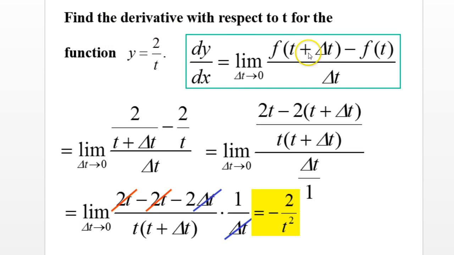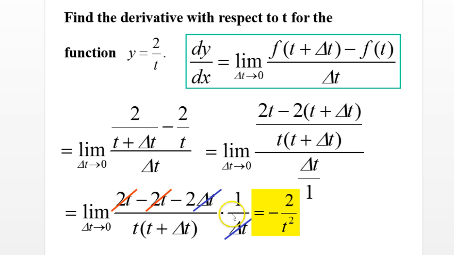Okay, now finding the derivative with respect to t for the function y equals 2 over t. Once again, we take t plus, now instead of x, we're going to be dealing with delta t. So we take t plus delta t and plug it in under here, and that's where we get this part. And right here we plug in t, and we just subtract the 2, so we need a common denominator, obviously. Okay? And then we multiply by 1 over delta t.